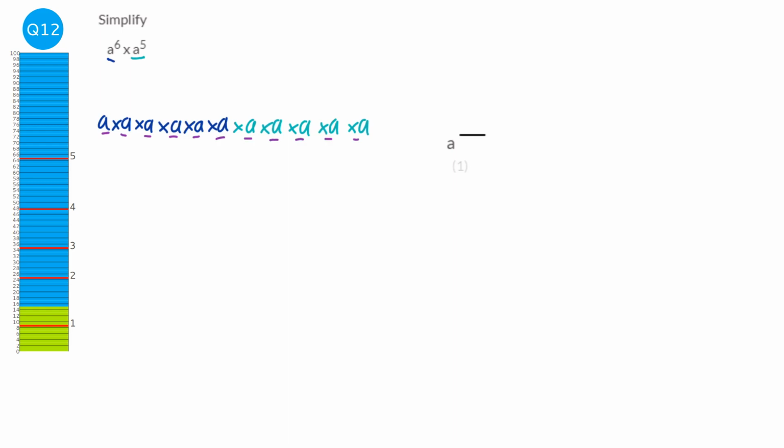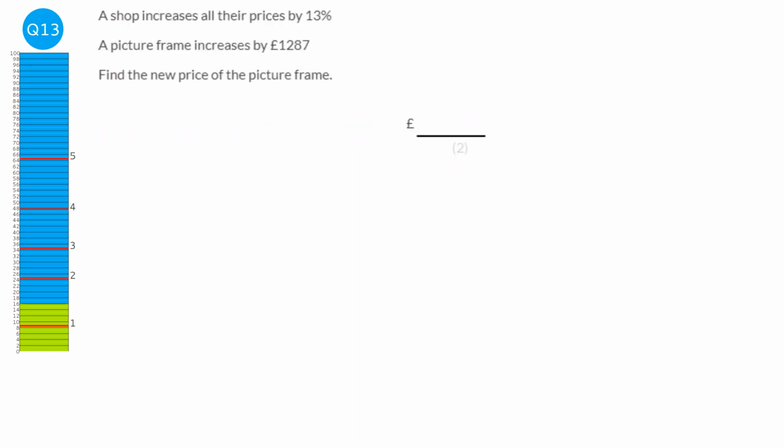When you multiply something together 11 times, you get that thing, which is an a, to the power of 11. An easier way of doing this is just adding the powers. So when you've got the same base, which we do here because they're both a, you just add the powers together.